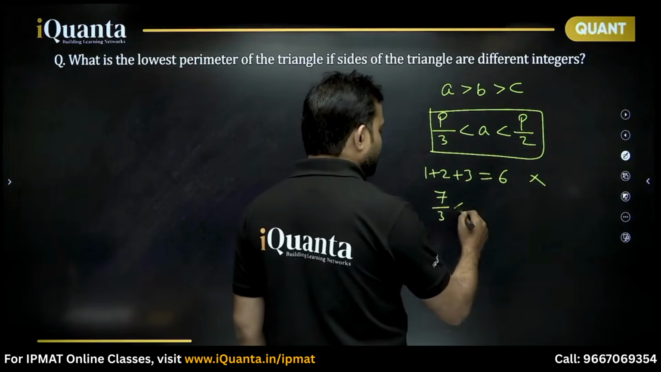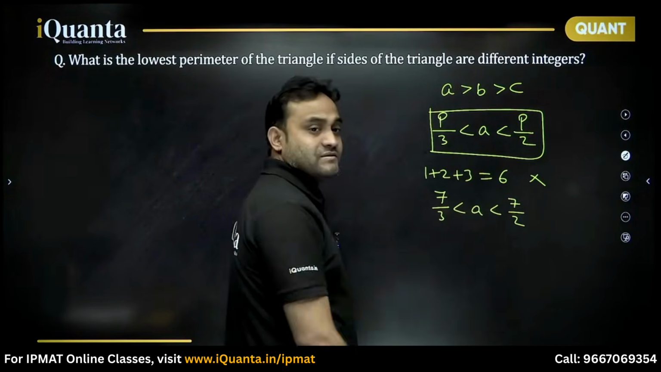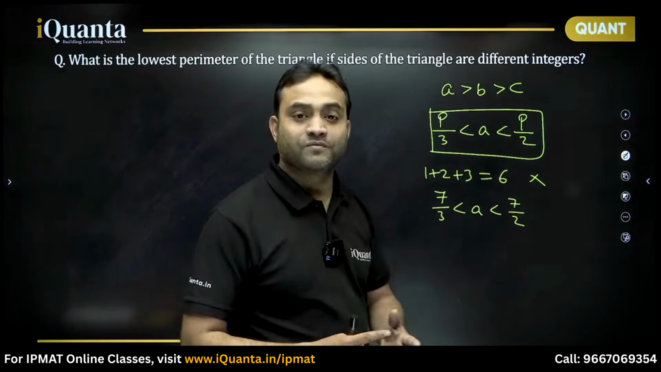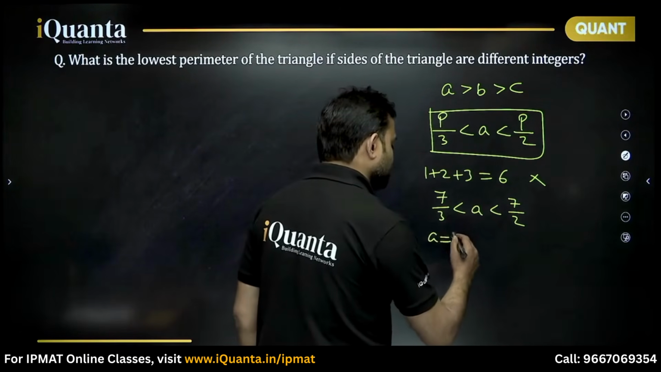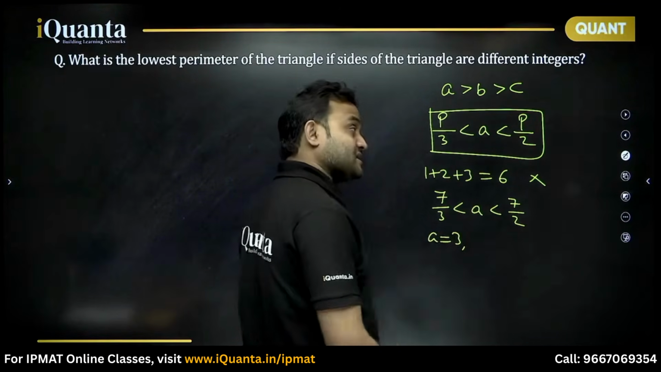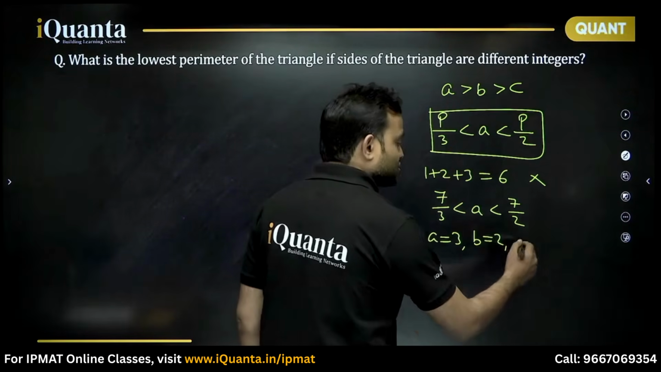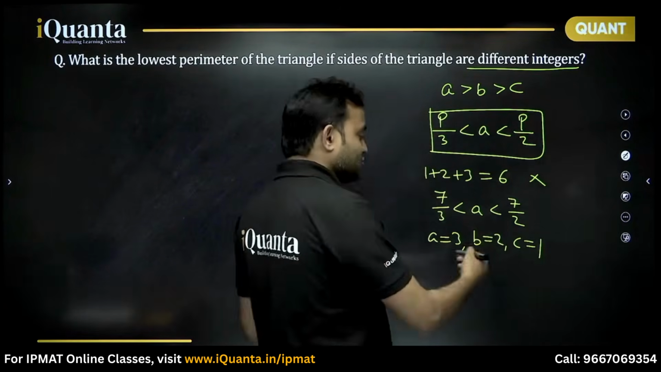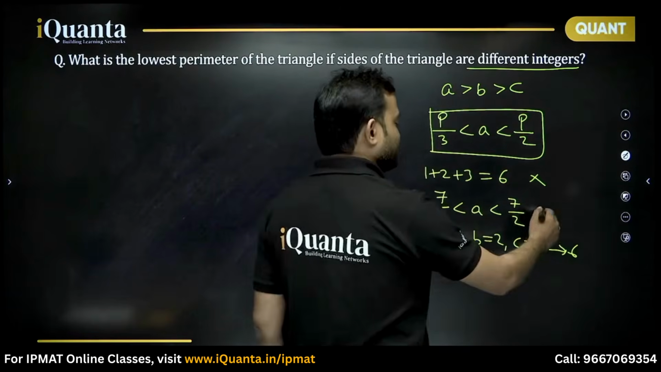So if we take 7, look, the perimeter is 7, then a must be greater than 7/3 and must be less than 7/2. 7/3 is 2 point something, 7/2 is 3.5. So a must be, in that case, the only option possible is a is 3. If a is 3, then the only options left are b is 2 and c is 1, because all three are different integers. But here the perimeter is again coming to 6, not 7, so this is also not possible.